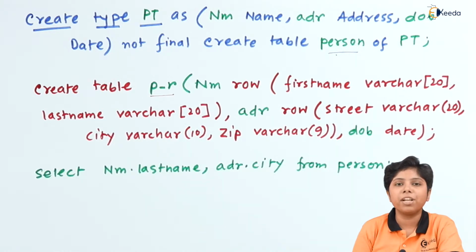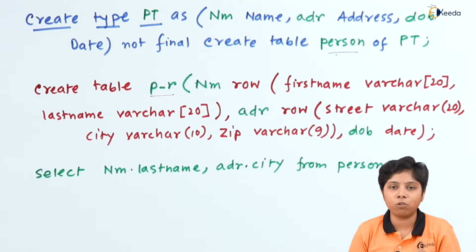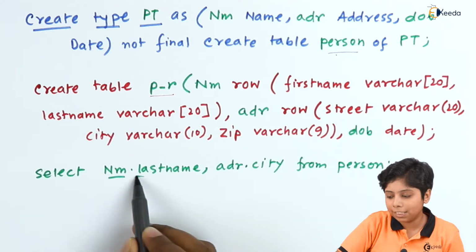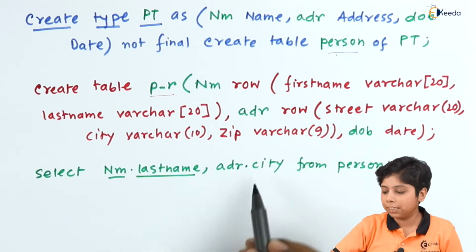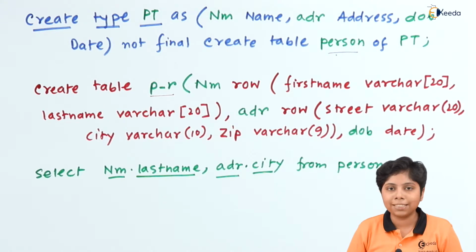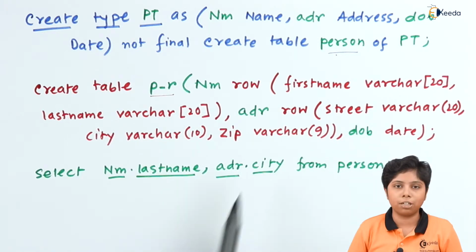Now, if I want to fetch the last name of a person and which city he is residing in, we can fetch it while having access to the individual attributes of a typed attribute with the dot specification. So name.lastname will give me the last name of the variable name, and the city of Ekeeda will give me Ekeeda.city. So we can access every value of that particular attribute of a typed variable with the dot structure.